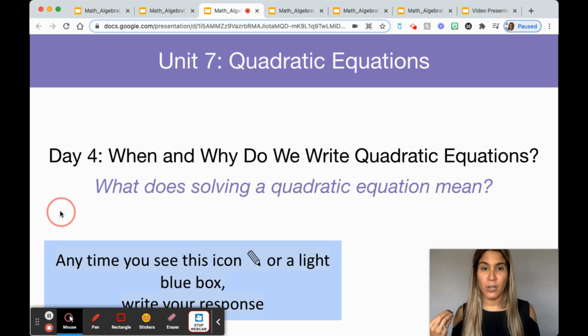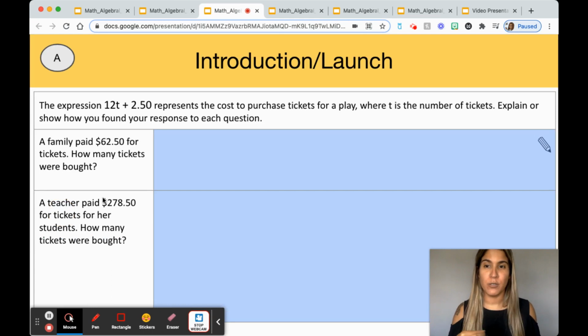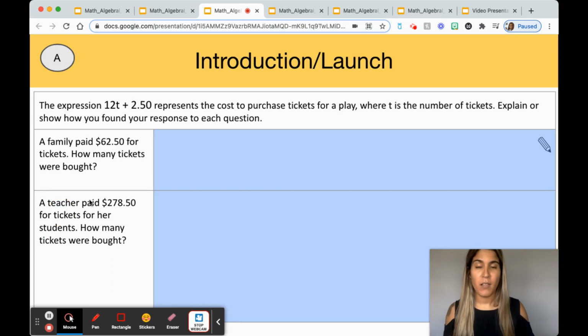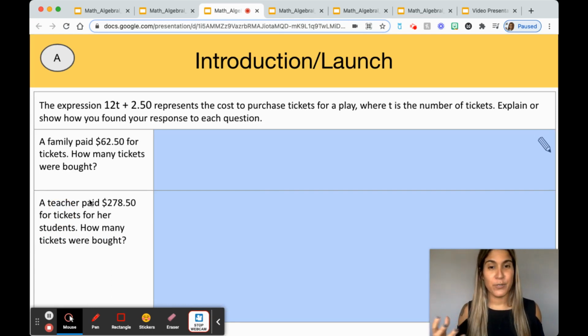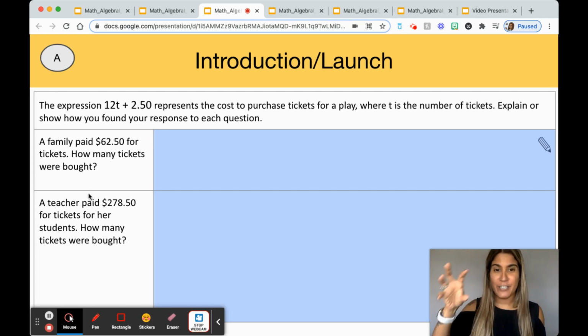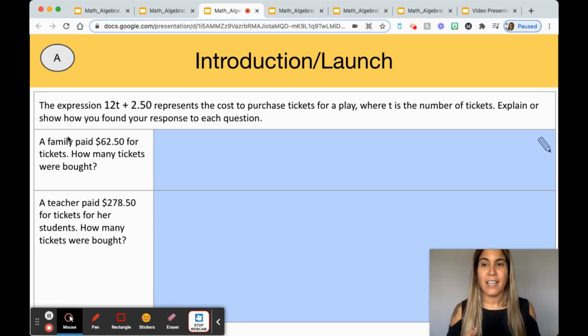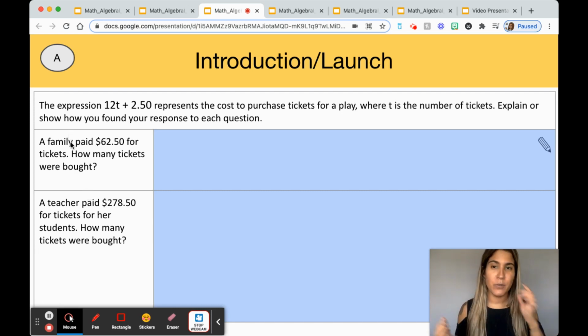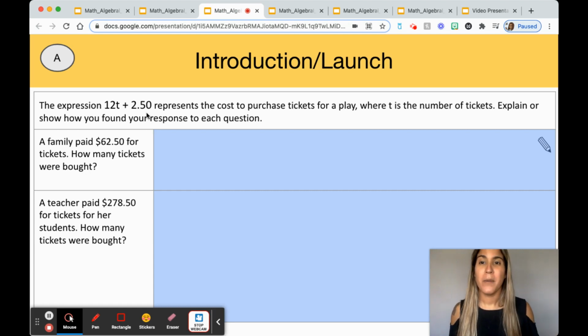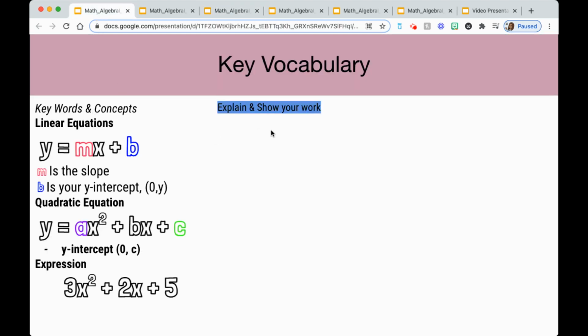Especially in our introduction launch, it's a good portion to do this because the rest of the lesson is also very word heavy. But if they get really used to doing this here, they'll repeat the pattern in the following slides. And it basically asks them to analyze this expression and to find how many tickets were bought based on the expression given. So one thing you could do is to give students an organizer, which I have provided.